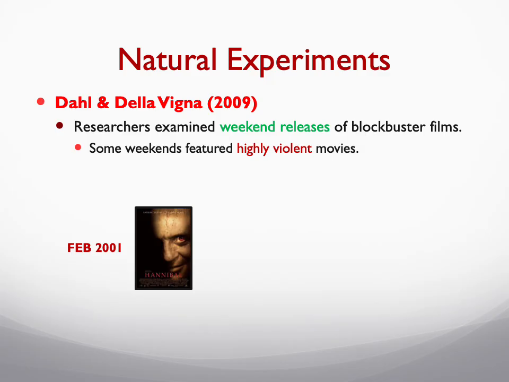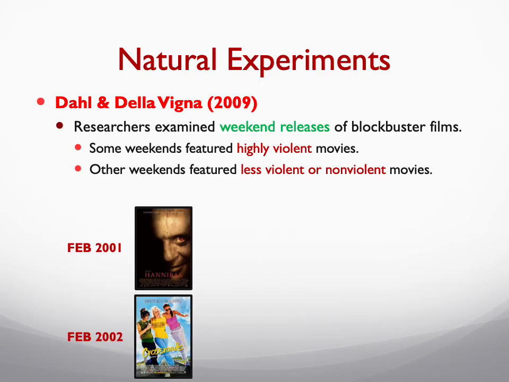So for example, there was a weekend in February 2001 where the very violent movie Hannibal came out. And so you could say, hey, some weekends there's going to be a really big violent movie that comes out, such as Hannibal, and people are going to go see that movie, and what are the implications of seeing it? And we can compare that to other weekends where less violent or non-violent movies were released. So we can look at February 2002, the same weekend a year later, where a movie that's not so violent was released, Crossroads, a Britney Spears movie. If you haven't seen Crossroads, I highly recommend it. Pretty fun.